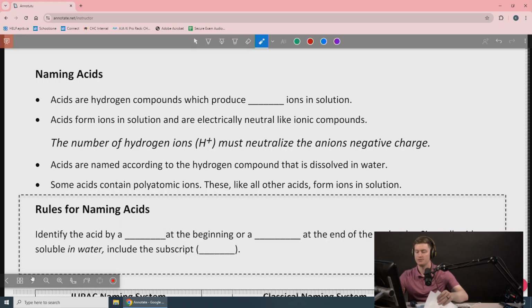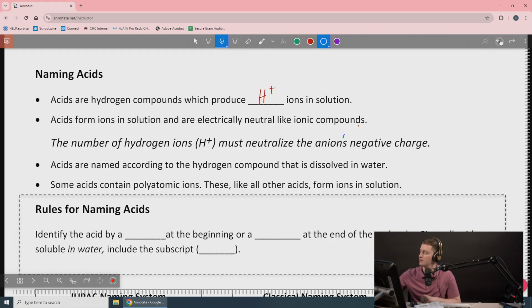Naming acids. Here's what you need to know about naming acids. Acids are hydrogen compounds which are going to produce H plus ions in solution, hydrogen ions in solution. Acids form ions in solution, and they're electrically neutral like ionic compounds. This phrase means that the number of hydrogen ions must neutralize the anion's negative charge. There should be a little apostrophe here because that negative charge belongs to the anion.